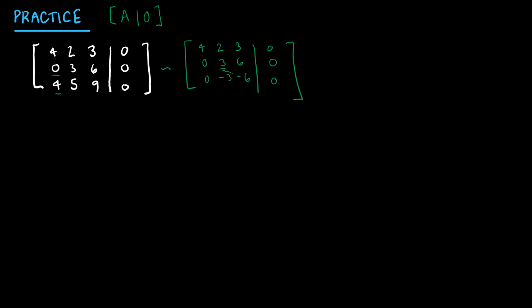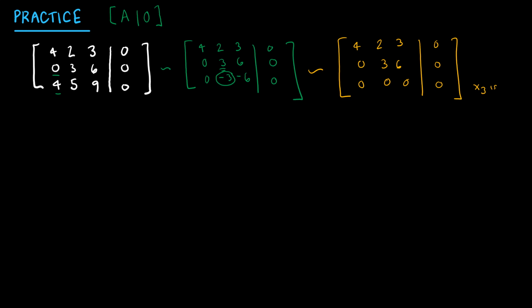So that means I need this guy to be a 0. And it looks like I can just add rows 2 and 3 together, which is going to give me row 1 exactly as I had it. I haven't touched row 1. And that's often the case. This guy is 0, 3, 6, 0. And then row 2 plus row 3 gives me 0, 0, 0, 0. So again, I can see that x3 is free.